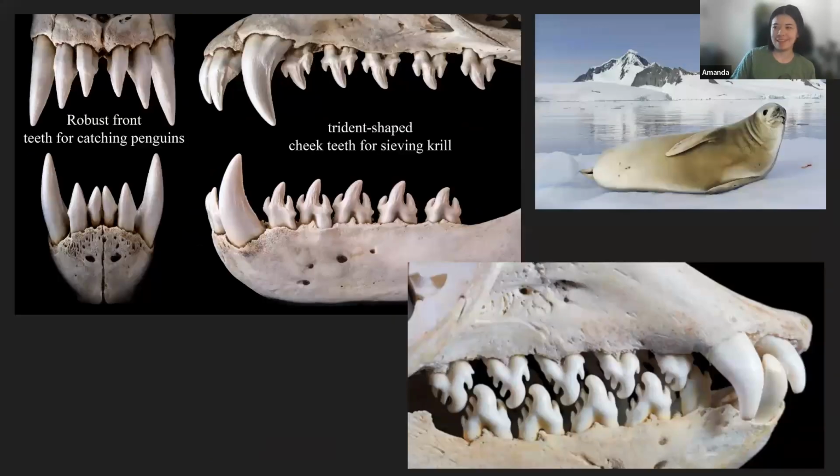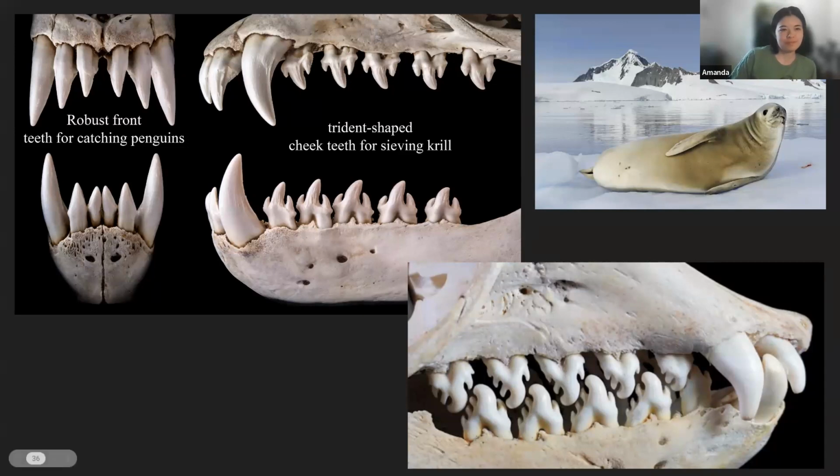Some animals have very interesting cheek teeth, particularly some seals. Our crabeater seals, which is this seal, as well as leopard seals, have these funky cheek teeth that they use for sieving krill, but they're also primarily carnivores, so they also have very sharp front teeth for catching things like penguins.